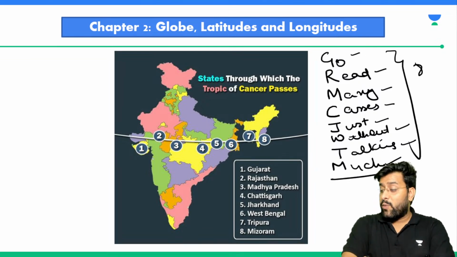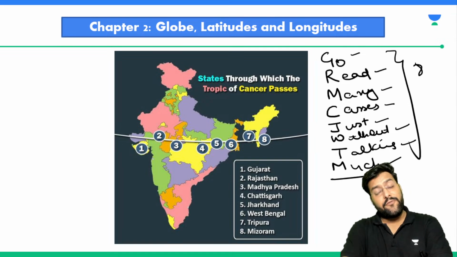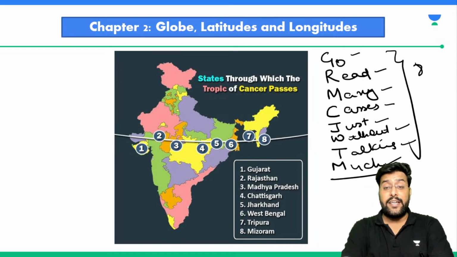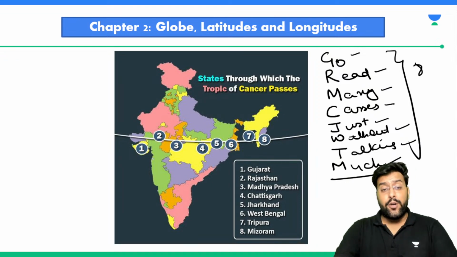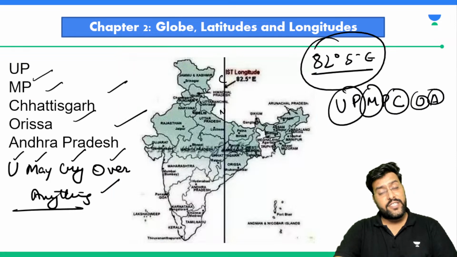So I guess that tomorrow when somebody asks you from which states the Indian Standard Time meridian passes, you will simply remember this thing, Indian Standard Time. You may cry over anything, which means U for Uttar Pradesh, M for Madhya Pradesh, C for Chhattisgarh, O for Odisha, A for Andhra Pradesh.